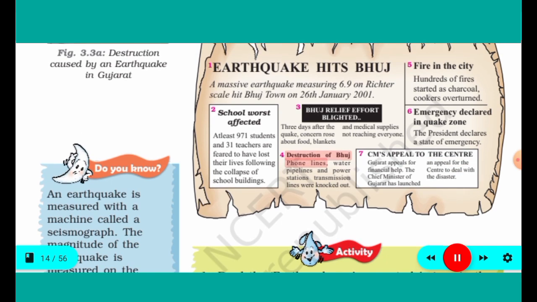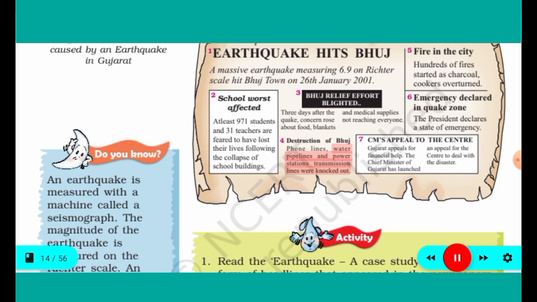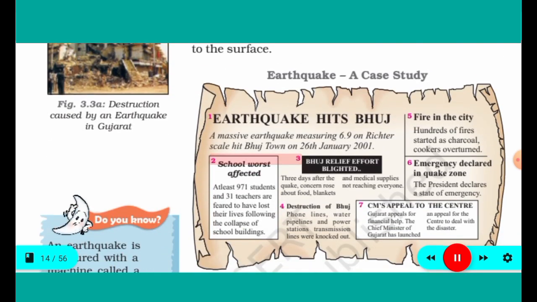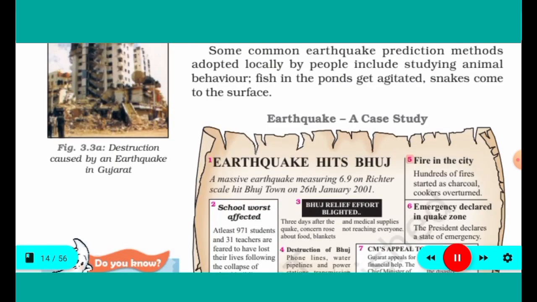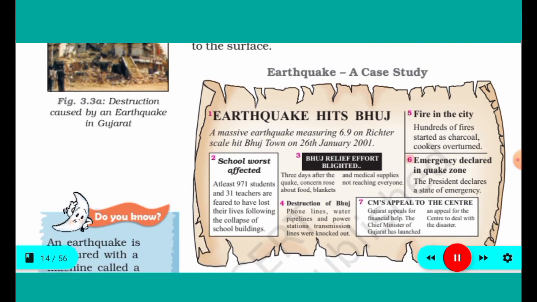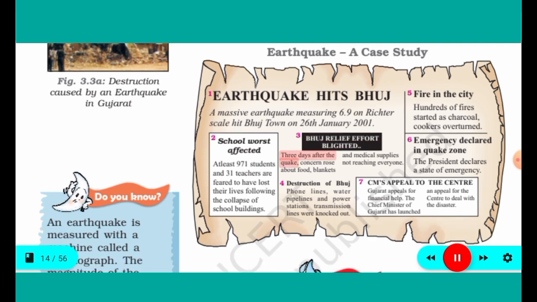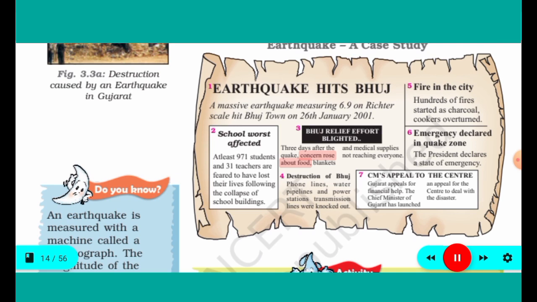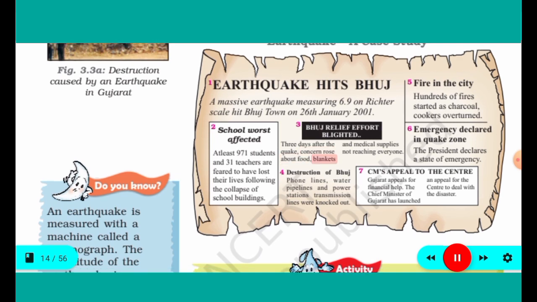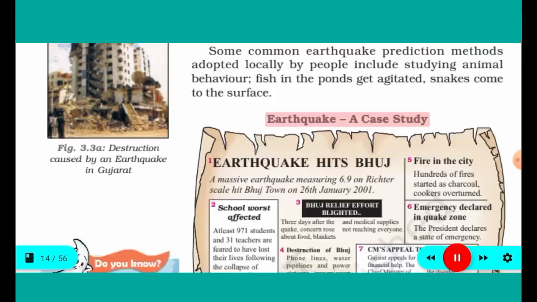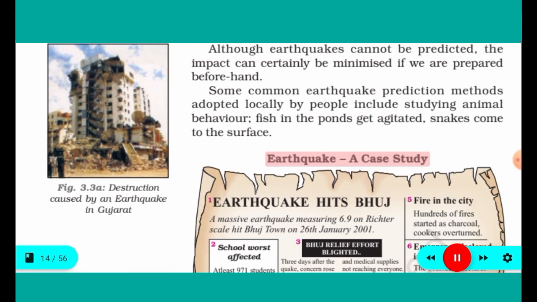Destruction of Bhuj phone lines. Water pipelines and power stations' transmission lines were knocked out. Bhuj relief effort blighted. 3 days after the quake. Concern rose about food, blankets, and medical supplies not reaching everyone. Earthquake, a case study.